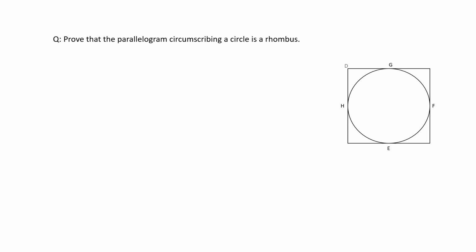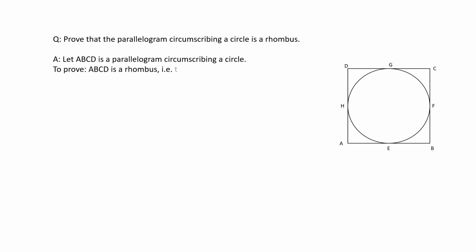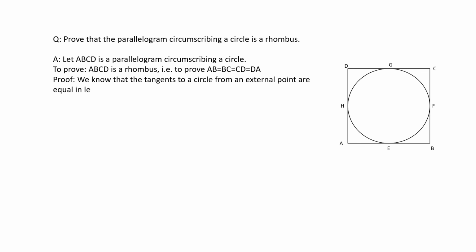Prove that the parallelogram circumscribing a circle is a rhombus. Let's draw the picture. Let ABCD be a parallelogram circumscribing a circle. To prove ABCD is a rhombus, we need to prove that all the sides are equal, which is nothing but AB equals BC equals CD equals DA. Proof. We know that the tangents to a circle from an external point are equal in length, so we can write AM equals AP, BM equals BN, CO equals CN, and DO equals DP.